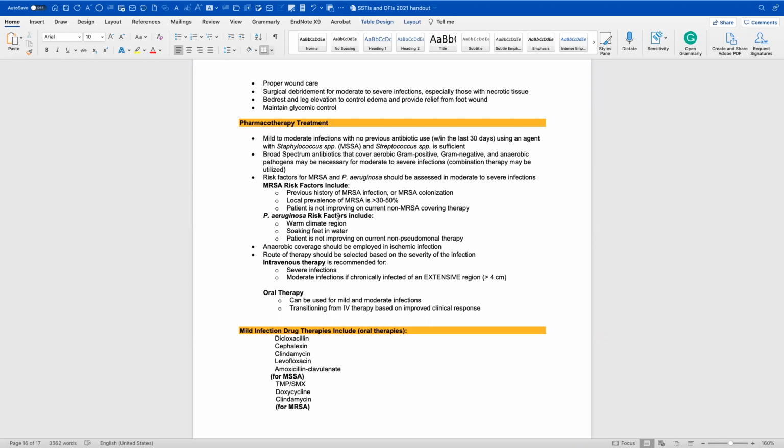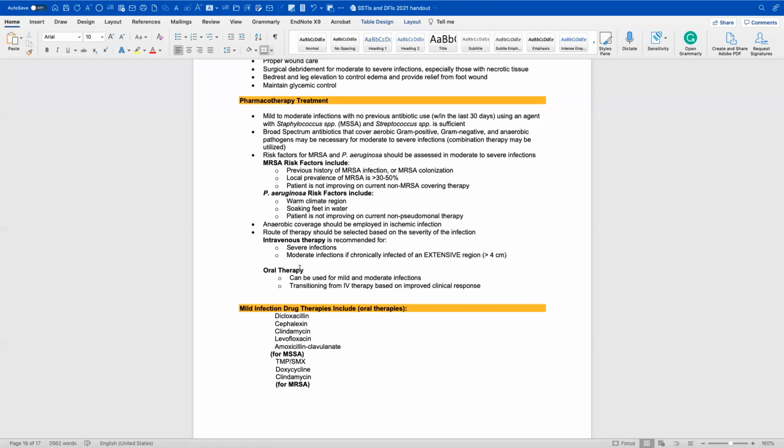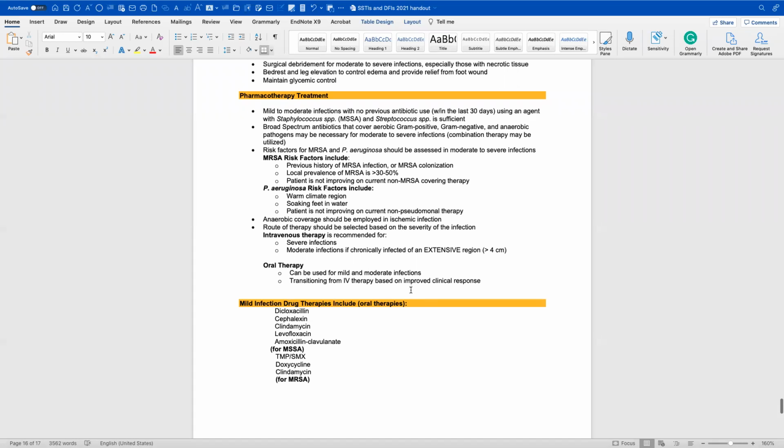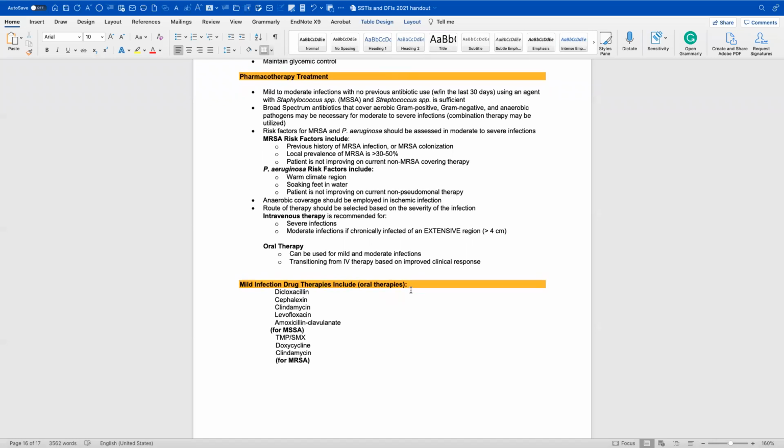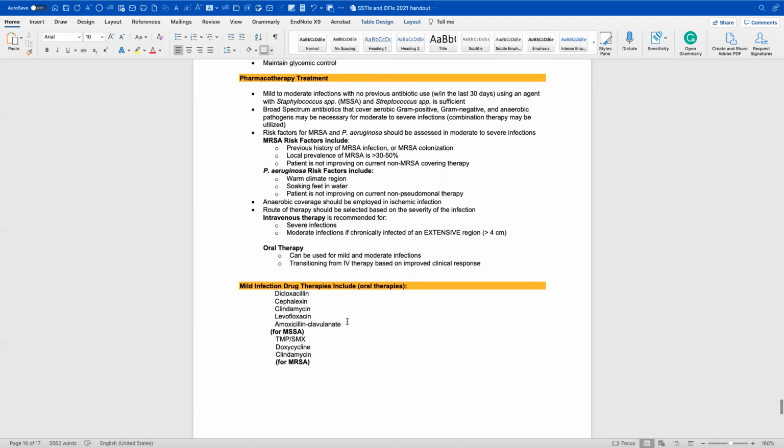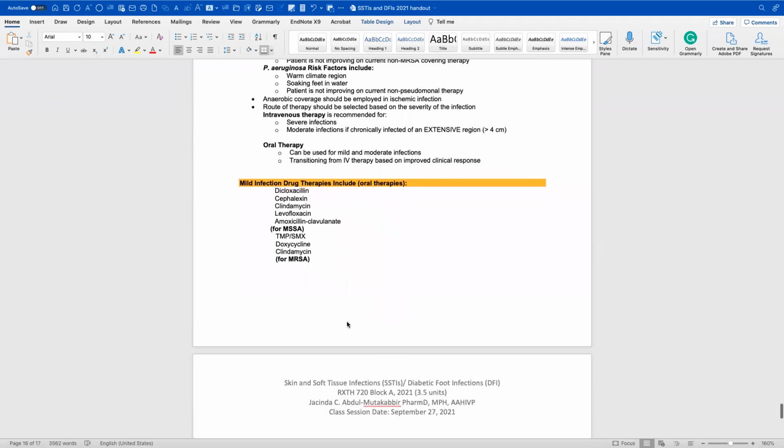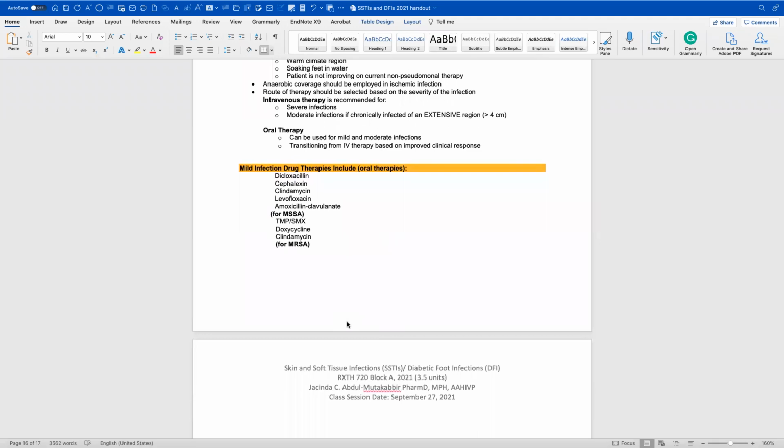So oral therapy can be used in most mild and moderate infections if it does not include that huge expansive area as previously described. In transitioning from IV therapy to PO therapy is done based upon just that improvement of clinical response. So for mild infection, you would typically use these therapies that cover for MSSA and streptococcus, so as previously described, dicloxacillin, cephalexin, clindamycin, levofloxacin, amoxicillin clavulanate for MSSA.